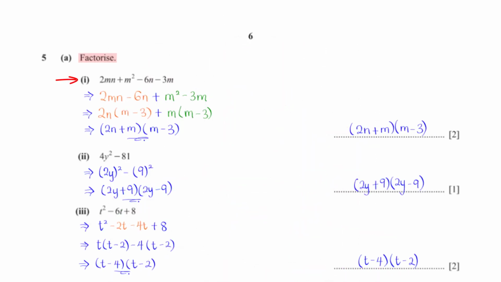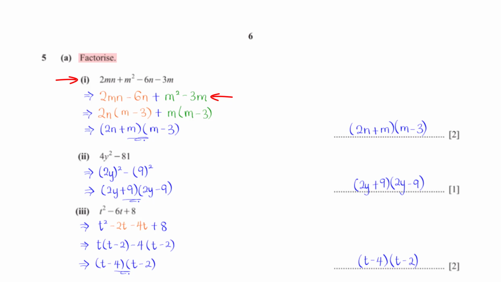Factorize 2mn plus m squared minus 6n minus 3m. First, we rearrange the terms to have the terms that end in n, which is 2mn minus 6n, and the terms that end with m, which is m squared minus 3m.